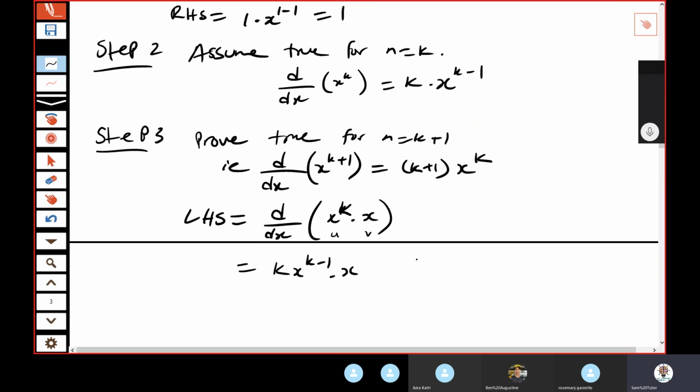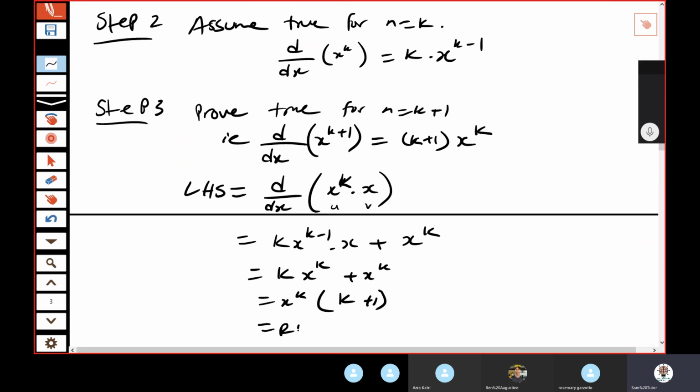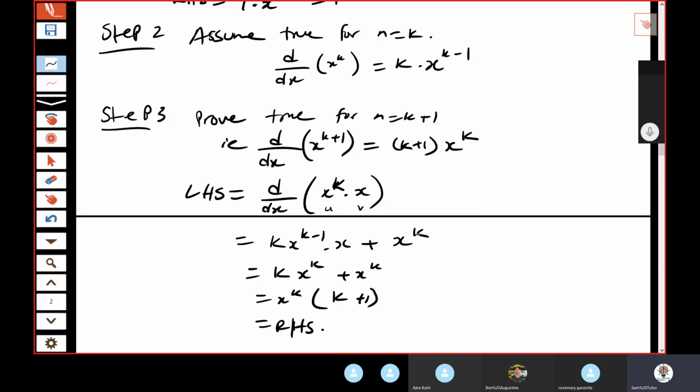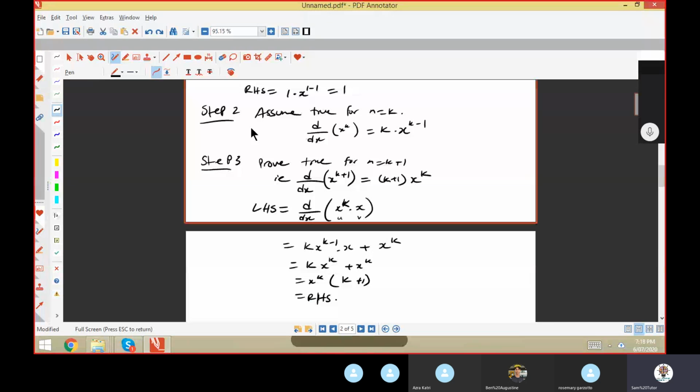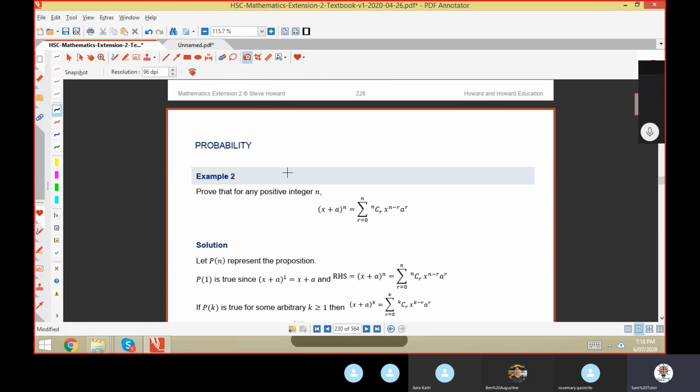So then you're going to have u dash, which is the derivative of x to the k, which is our assumption, times v, plus v dash u. And then from that, you'll get k x to the k plus x to the k. You'll factorize your x to the k out. You're left with k plus 1. And I think that becomes the right-hand side. So you can use induction for a lot of things, as you just saw now. And they work really well. Got the product rule, yeah, pretty much the same thing.